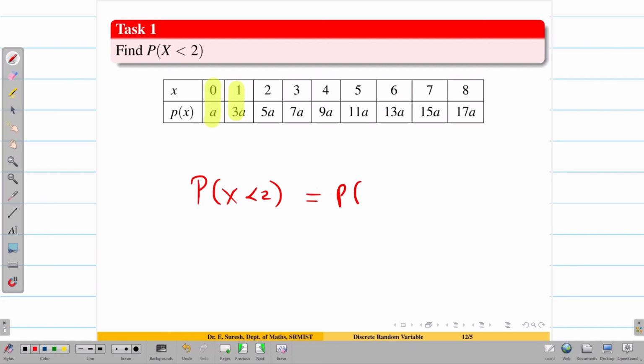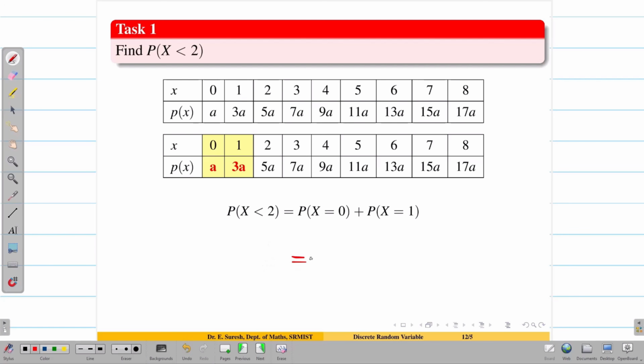So I can write this as probability of X equal to 0 plus probability of X equal to 1. Now their corresponding probabilities are A and 3A. So my answer is 4A. Better to substitute the A value at the end of the problem if it is simple. Don't substitute the A value in the beginning. It makes your problem complicated or you may make some errors. So my answer is 4A. We know A is 1 by 81, so at the end you simply write 4 by 81.